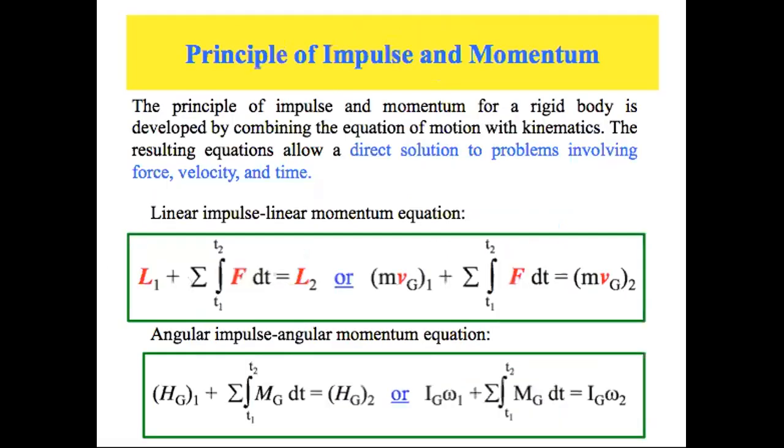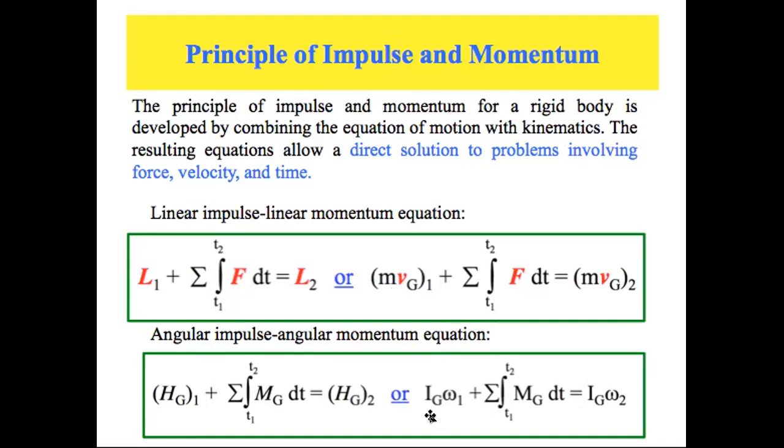Based on this information, now we can write the principle of impulse and momentum. Looking at the particle motion by using the equation of motion and the kinematic equation, we can find the linear impulse and momentum for the rigid body, and also the angular impulse and momentum about the rigid body.